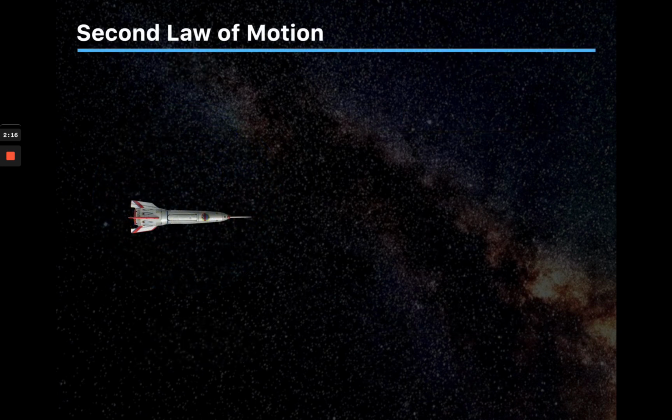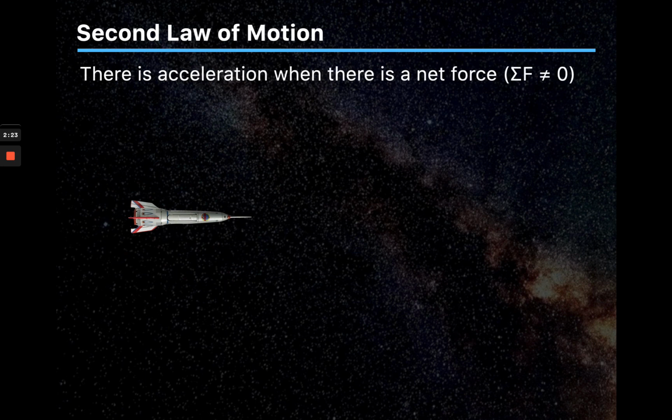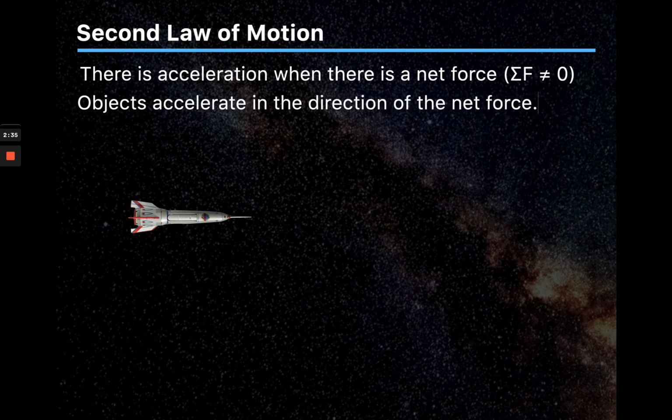Now, looking at the second law, there is an acceleration when there is a net force. So the second law is about when there is a net force. And when there is a net force, you will have an acceleration. Objects accelerate in the direction of the net force. So that's pretty simple, right? It kind of makes sense.